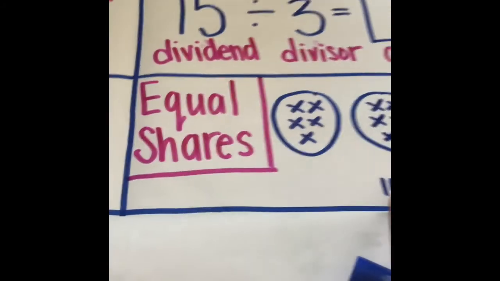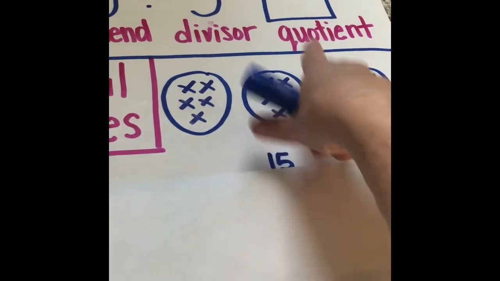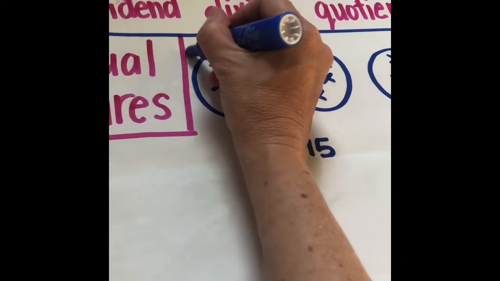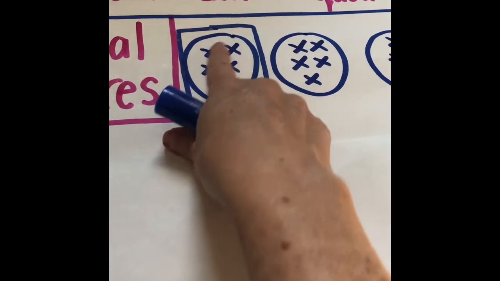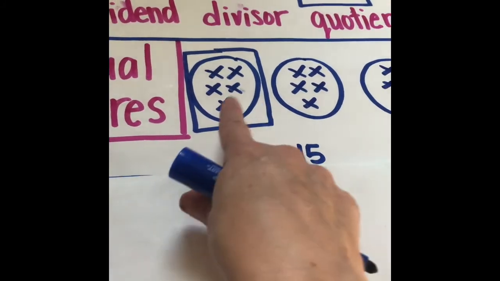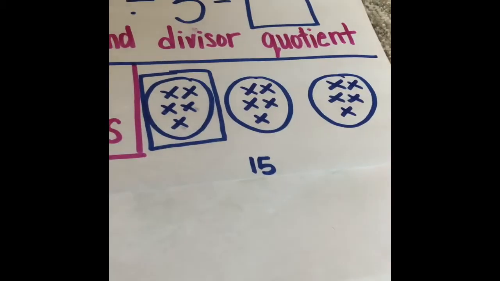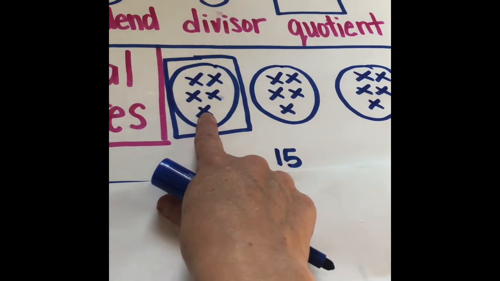So now that I've shared all of my 15 equally, how do I find my answer? How do I find my quotient? So all I'm going to do is put a box around my first circle, and I'm going to count how many X's are in that one circle. So I'm going to count 1, 2, 3, 4, 5. So I know that if I take 15 pencils and I share them equally amongst 3 of my friends, each friend is going to get 5 pencils. So that just told me that my quotient for 15 divided by 3 is 5.